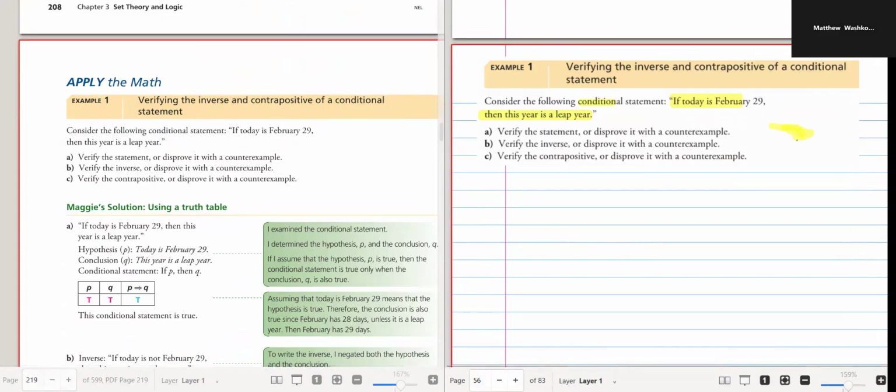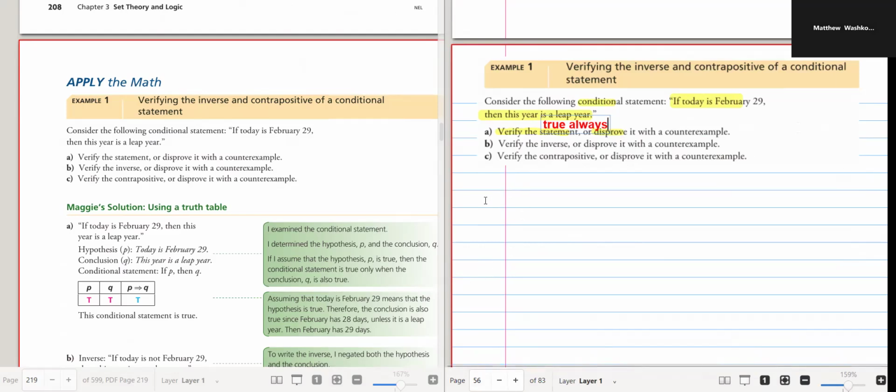Okay. So question A asks us to 1, verify the statement, and then 2, disprove it. So basically, remember, when we say verify, is this true? Is this true always?